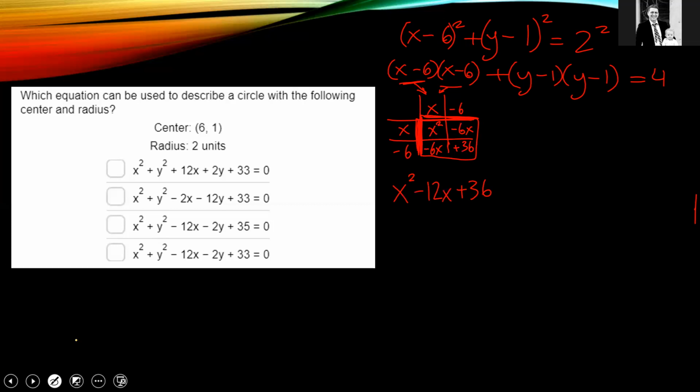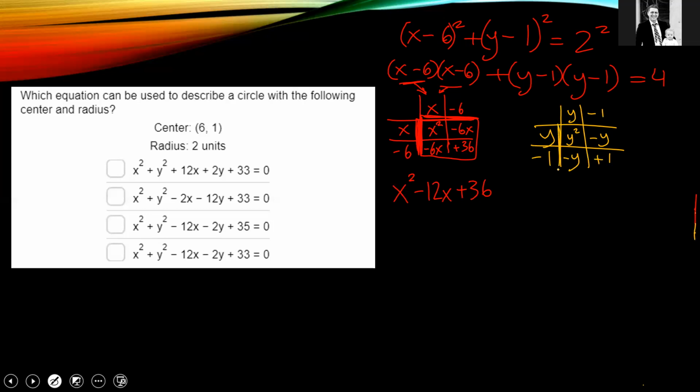Let's do the same thing for y. I'm going to have my y minus 1, y minus 1. Multiply everything by y first. Y times y is y squared. Y times -1, negative y. Now let's multiply everything by -1. -1 times y is negative y. -1 times -1 is positive 1.